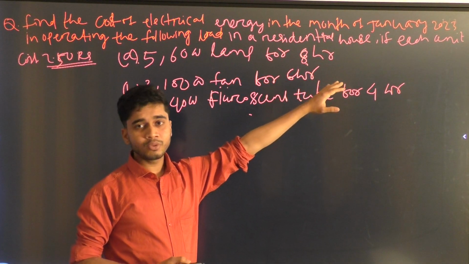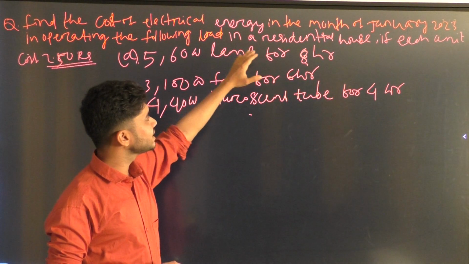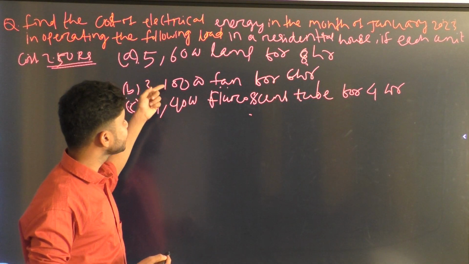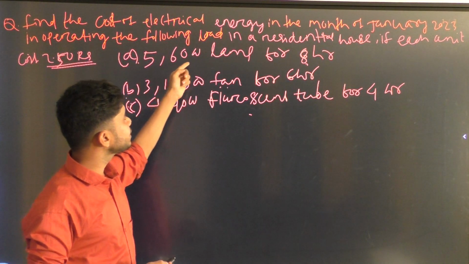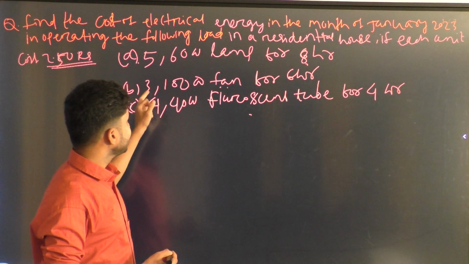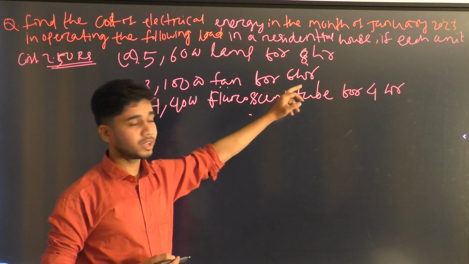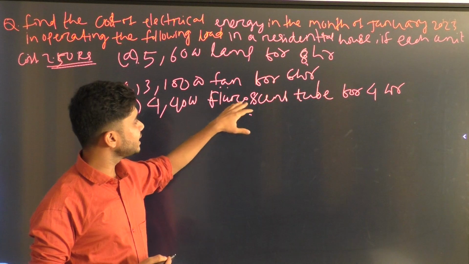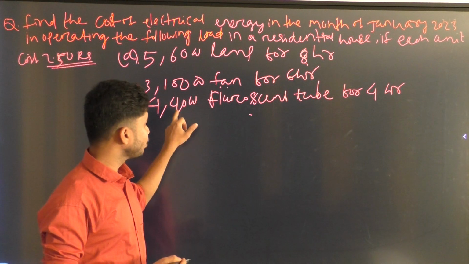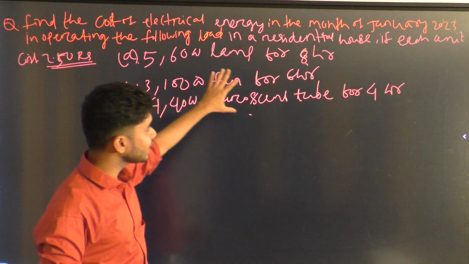For the month of January, we are calculating the amount of the electricity bill, in operating the following loads in a residential house. There is a residential house and there are certain loads this house has. There are 5 lamps of 60 watt each, and they are on for a period of 8 hours. 3 fans, each 100 watt, operating for a period of 6 hours. And there are some fluorescent tubes: 4 fluorescent tubes, each 40 watt, and each is on for a period of 4 hours. These are the data given in the question.